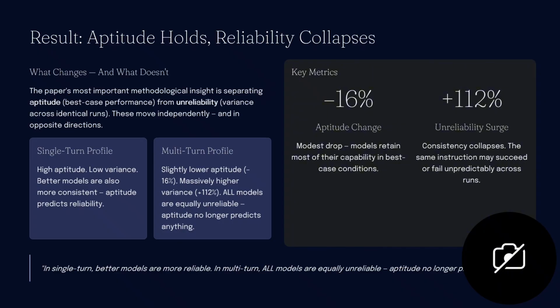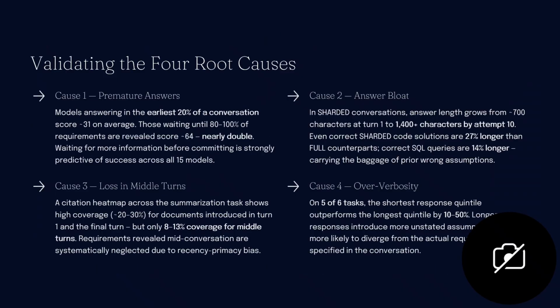In singleton settings, better models are more reliable. Aptitude predicts consistency. In multi-turn settings, all models converge to the same high unreliability, regardless of how strong they are. Aptitude no longer predicts anything. A model that's right 90% of the time in a lab setting might succeed only 50% of the time or less when a real user types incrementally.